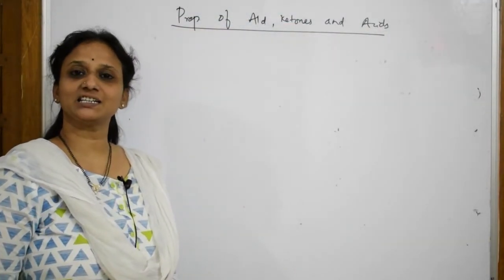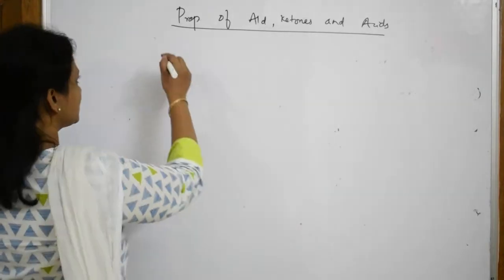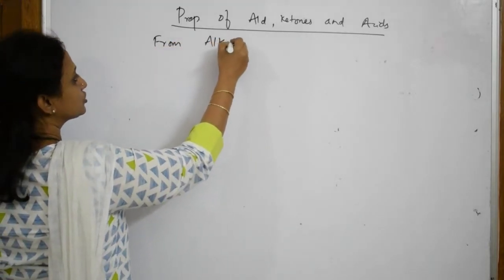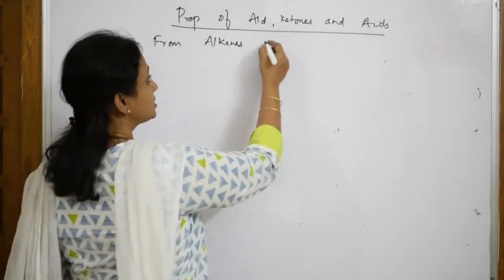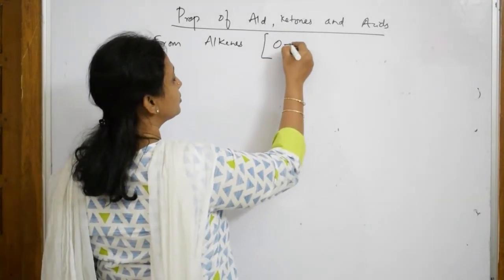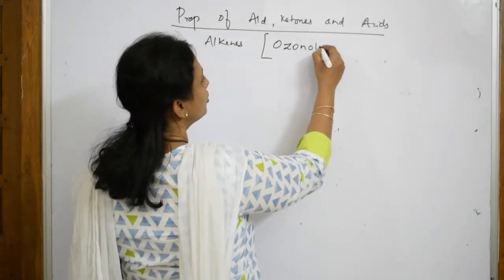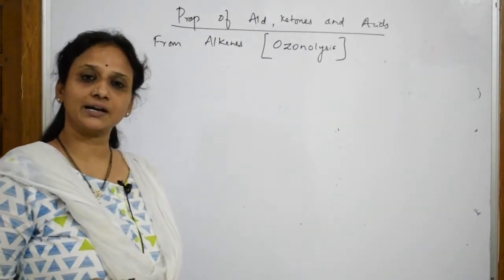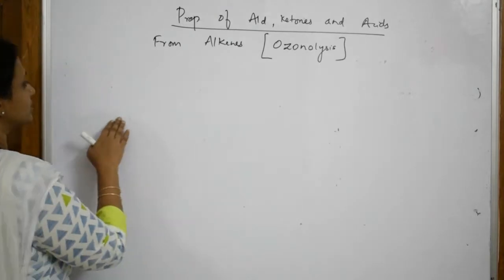So let us come back and prepare aldehydes and ketones from alkenes. Let us see from alkenes. The process which we use here is called ozonolysis. So I'm going to follow this process, ozonolysis. That means I'm going to add ozone, the O3 molecule, around the alkene. So let us see what it is.